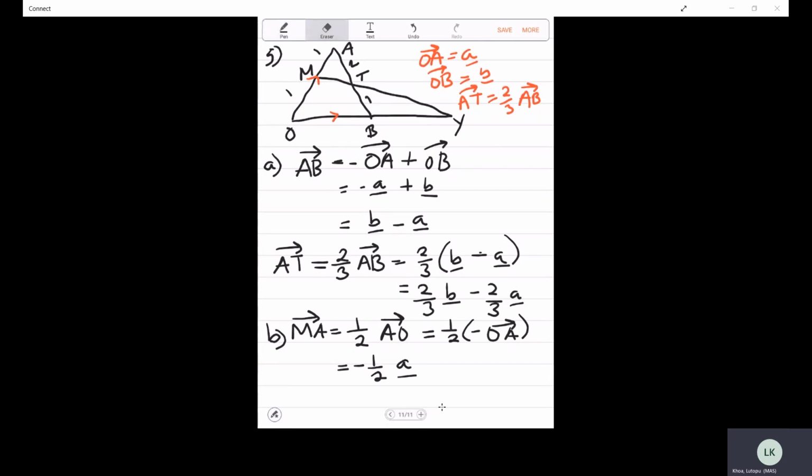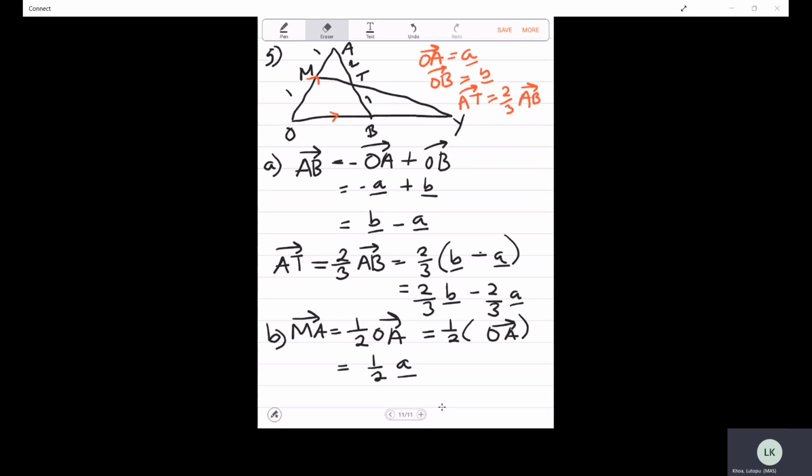Sorry, I'm getting my directions wrong. MA, we're going from M to A. So that's half of the distance from O to A. So this is not right. Okay, so this negative does not belong there. Okay, now it's fine. So again, be careful with these directions. Very easy to make a mistake.